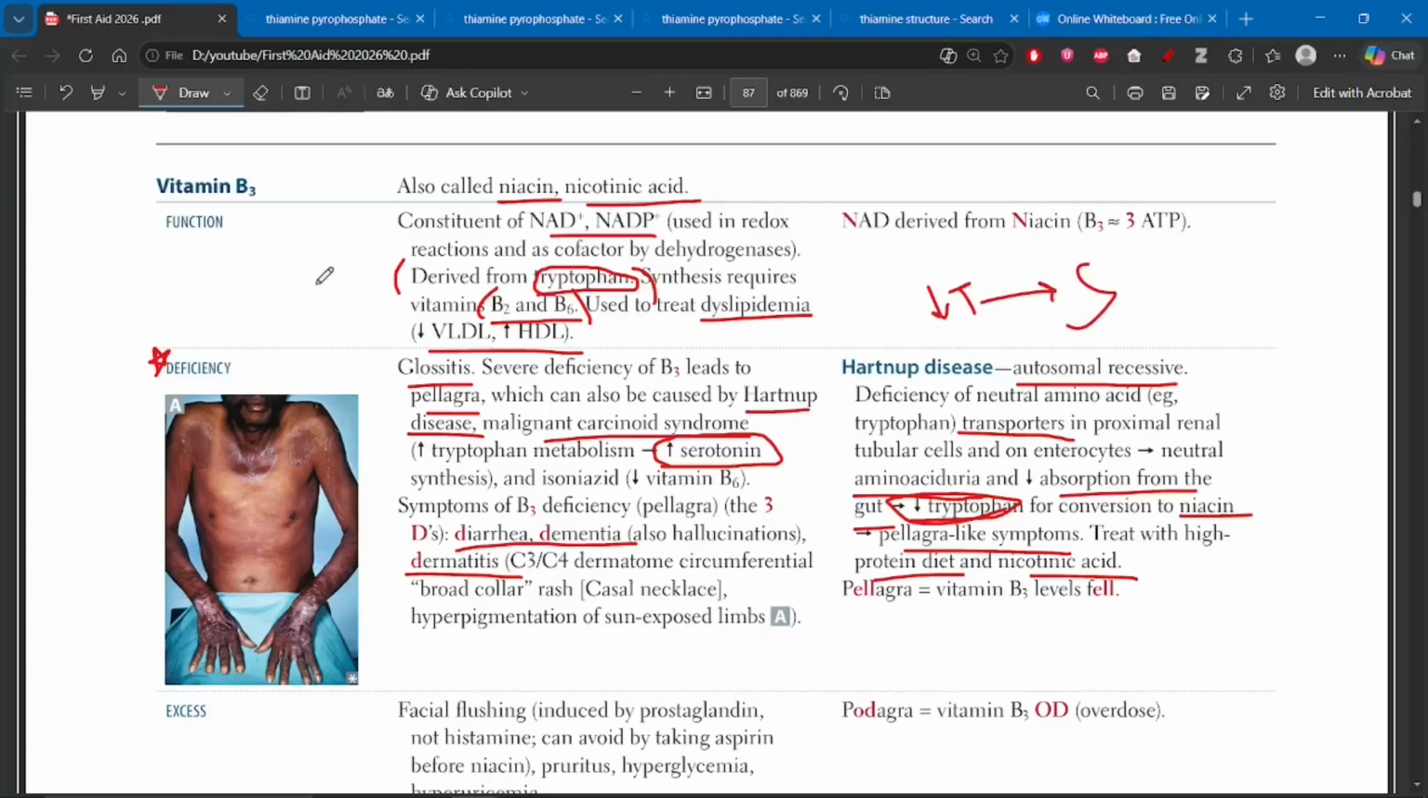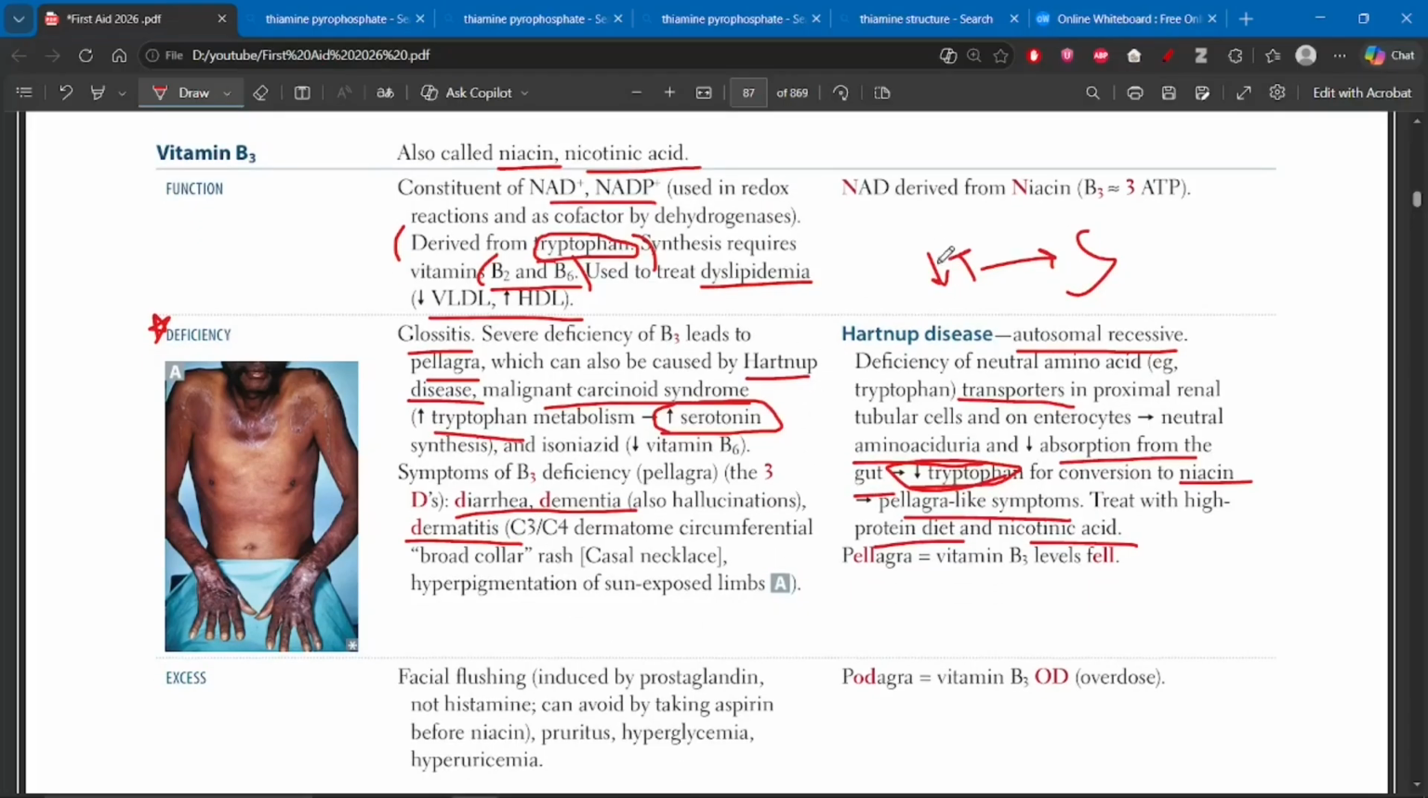Not only does it create niacin, it also creates serotonin. So what the neoplasm does is that it forms serotonin excessively and it uses tryptophan in that process, right? So of course, if serotonin is going to be formed excessively, tryptophan is going to decrease and it's going to lead to pellagra again. So it's going to be the whole cycle.